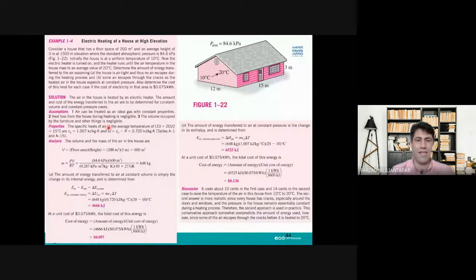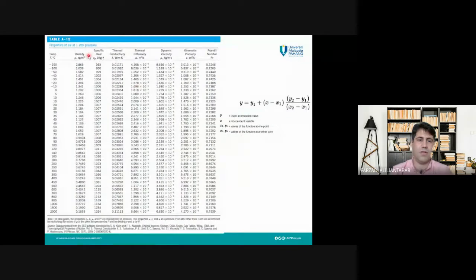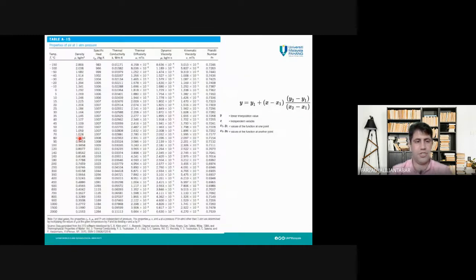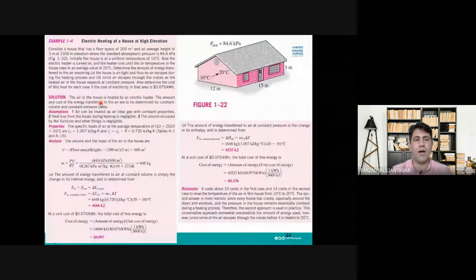Again, we have air. For Cp, we can refer to the table. Cp from this table, for which temperature? For the average temperature. Temperature is 10 initially, finally is 20. The average is 15 degrees Celsius. Cp for this temperature, okay, how much is it? Again, 1.007 kilojoule per kilogram Kelvin for this temperature.